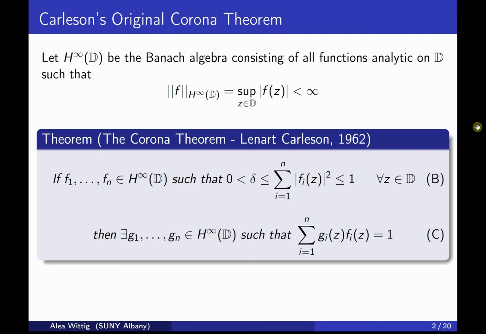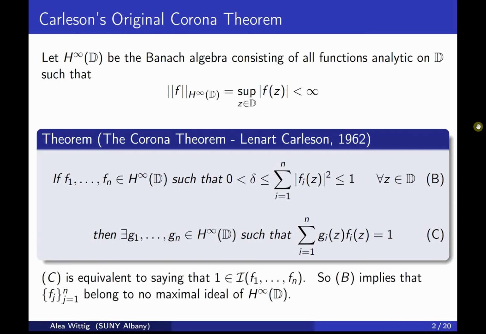It states that given n functions f_j in H infinity such that there exists a positive constant delta such that the sum of their modulus squared is between delta and 1, then there exist n functions g_j in H infinity such that the sum of their product with the f_j is 1. So what condition C says is that 1 is in the ideal generated by the f_j. So B implies that the f_j belong to no maximal ideal of H infinity.